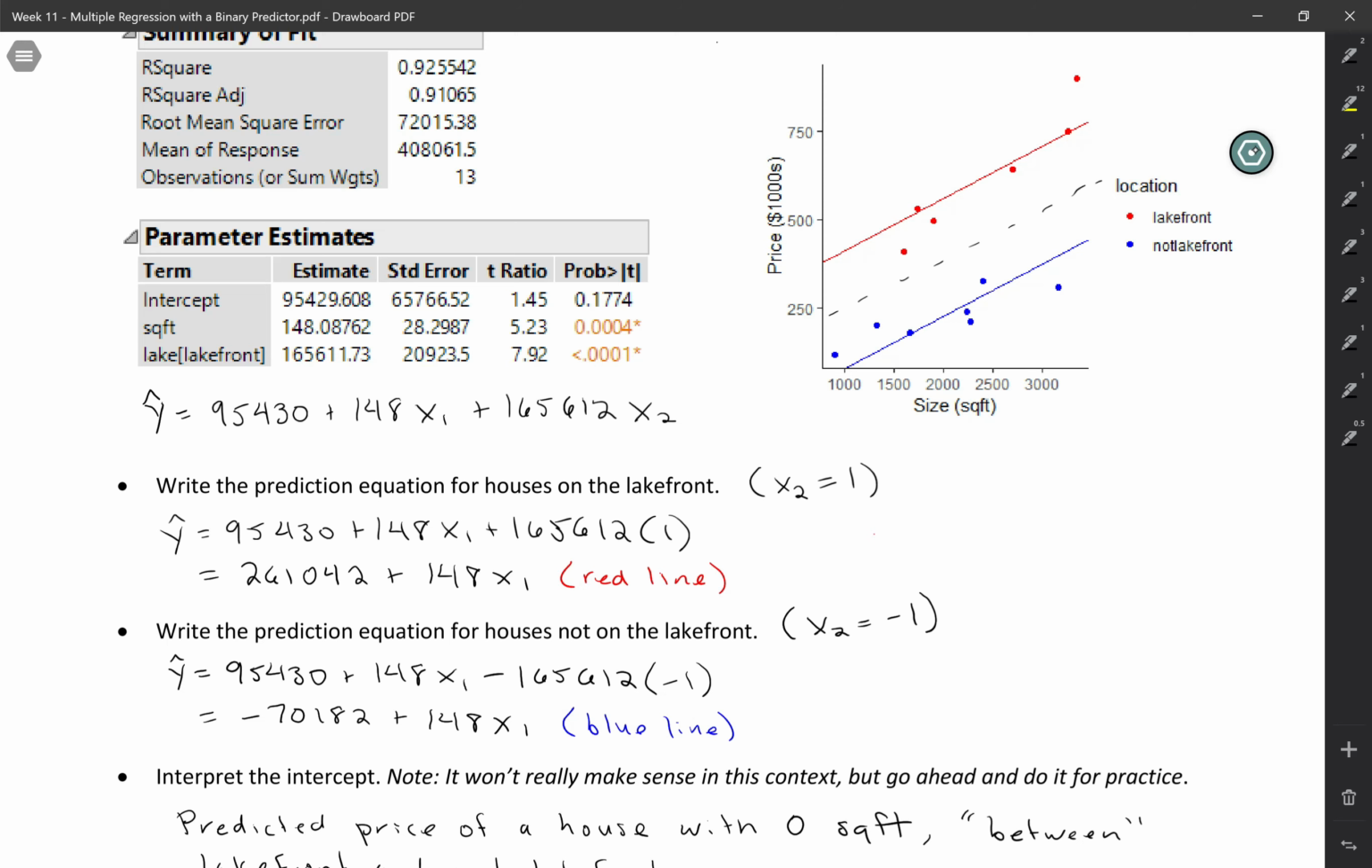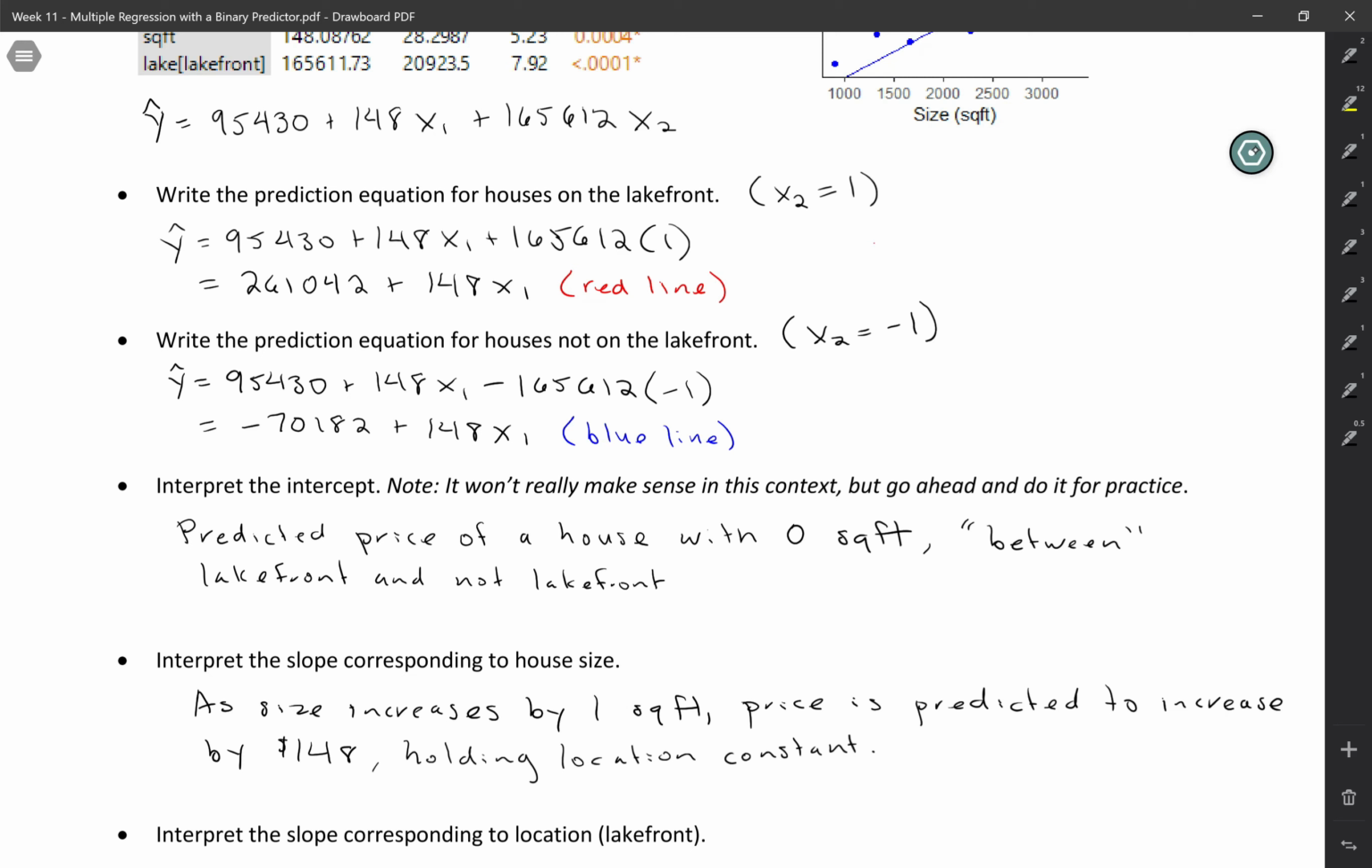It's not the slope if you just ignore location and look at it overall. We actually got a different value for the slope when we did simple linear regression. Sometimes you'll hear it phrased differently, like controlling for location or adjusting for location. Those would be fine too, but something to acknowledge that we're looking at the two locations separately, that we have different prediction equations for each one.